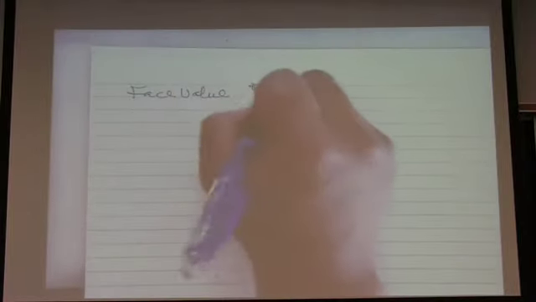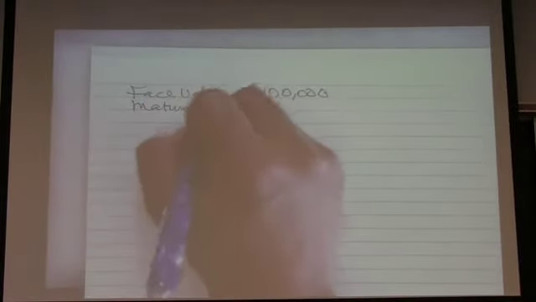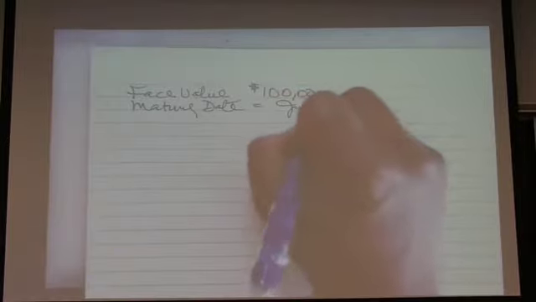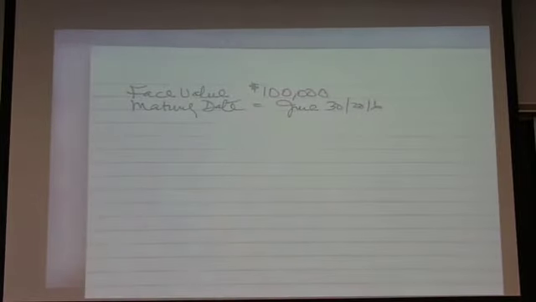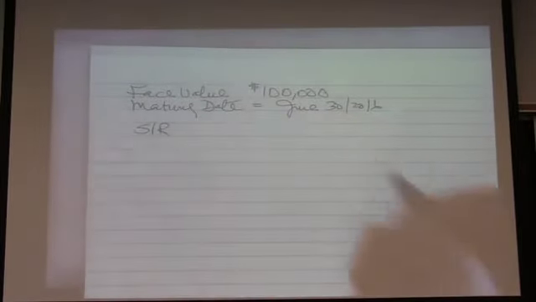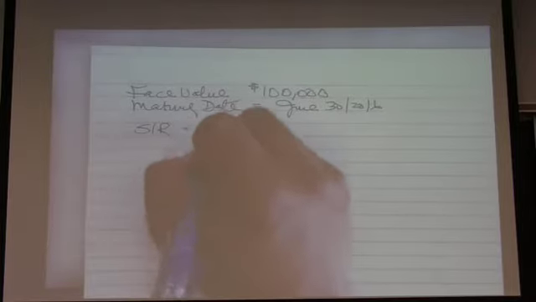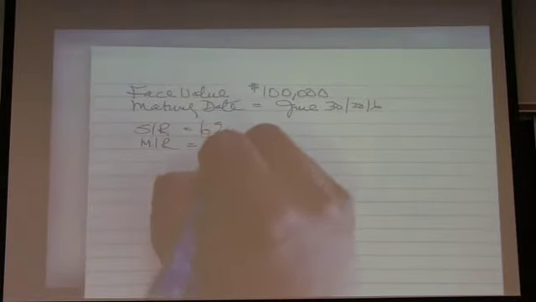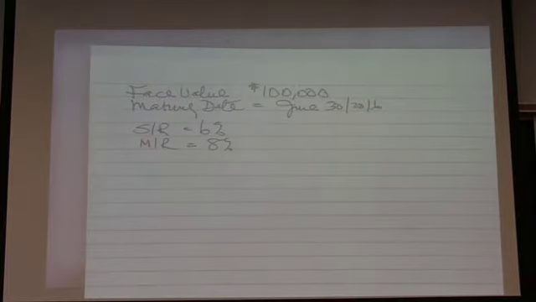So let's say same scenario, right? Let's say there's a face value of 100,000. We have a maturity date of June 30th, 2016. And the stated rate is 6%. Let's say the market rate is 8%, for argument's sake.